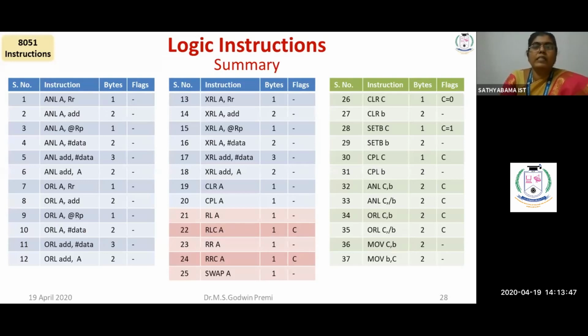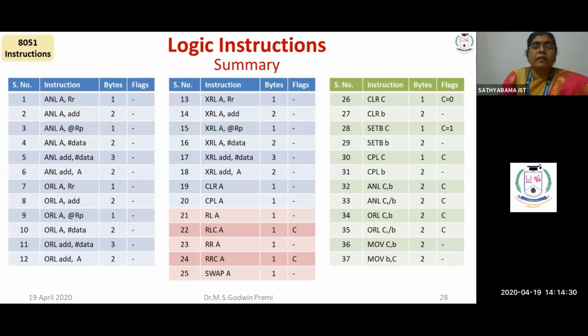Just we can go with the summary of logic instructions. The first table, with the blue mark, indicates the byte level instructions: logical AND, logical OR, logical XOR, clear and complement. For logical AND, the destination can be either accumulator or address. In logical OR also, either accumulator or address. In logical XOR also, the destination can be accumulator or address. Then complement and clear have only the accumulator as destination. All these blue color instructions are the byte level logical instructions.